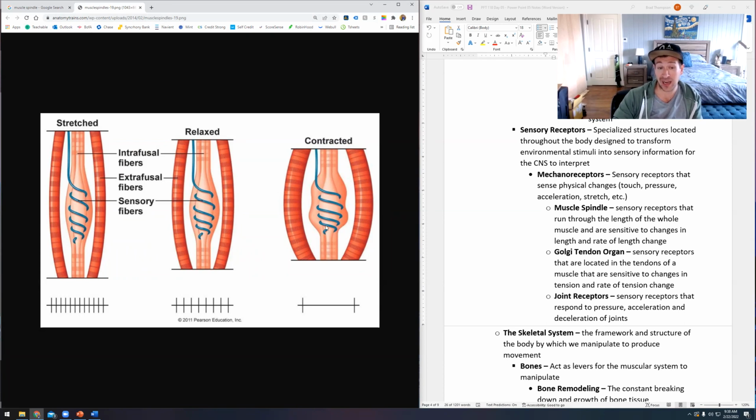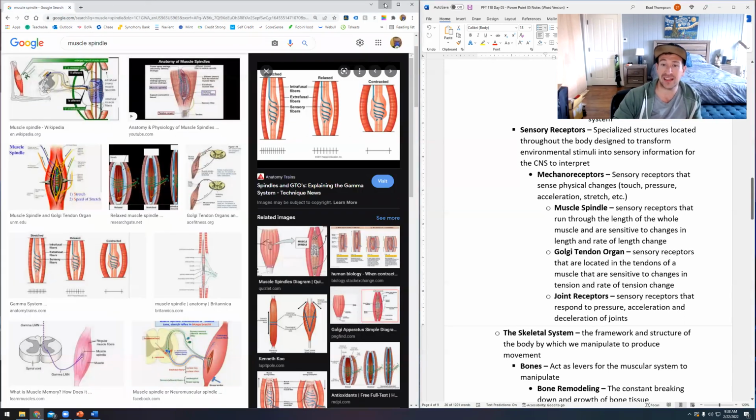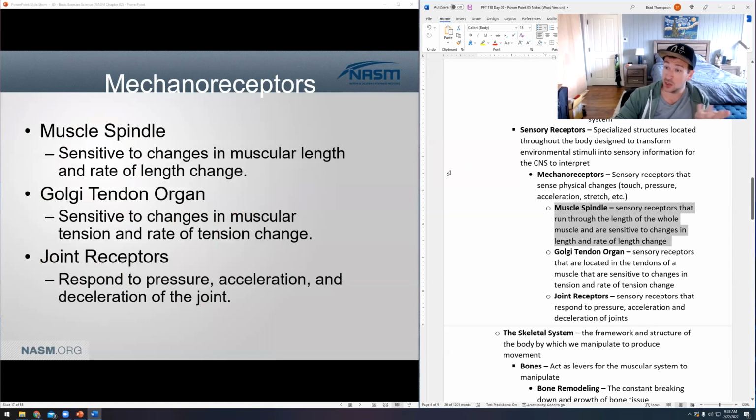Or if it's fully contracted, that information is going to go to the brain and say, hey, we're as contracted as we could possibly be right now. So you think about stretching it out versus coiling it up. That's how muscle spindles work. This is how your brain knows what position your body is in. When the muscle spindles are saying this muscle is this length and that muscle is that length, it means that you're in this position or that position.